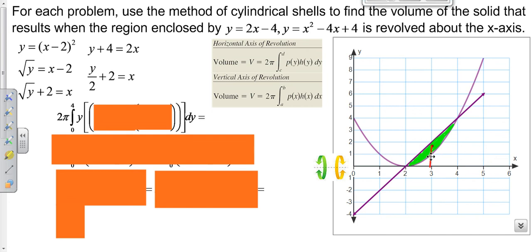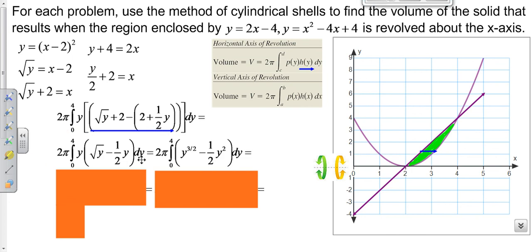Now, the height of our cylinder would go from what's on the right to what's on the left. So if I put that in here for our height, that's referring to this right here: what's on the right is our parabola, which in terms of y is here, minus what's on the left, which is our line, and our line in terms of y is here. Then all we have to do is distribute through the negative and combine like terms. The 2's would drop out, and we'd have this and this left in our parentheses. Now if we distribute through our y, we would have this here.